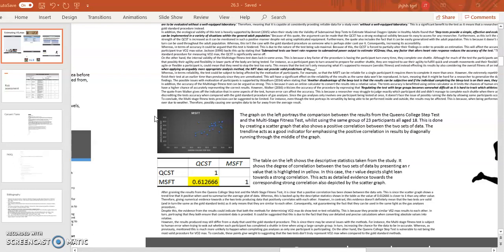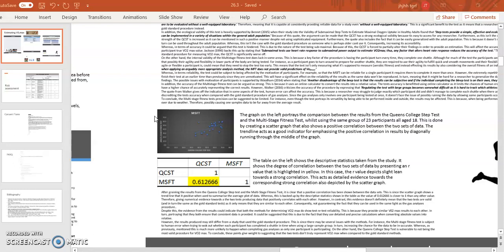It shows the degree of correlation between the two sets of data by presenting an R value that is highlighted in yellow. In this case, the R value depicts a slight lean towards a strong correlation. This acts as detailed evidence towards the corresponding strong correlation, also depicted by the scatter graph. After gaining results from the Queen's College Step Test and the multi-stage fitness test, it is clear that a positive correlation has been shown between the datasets.